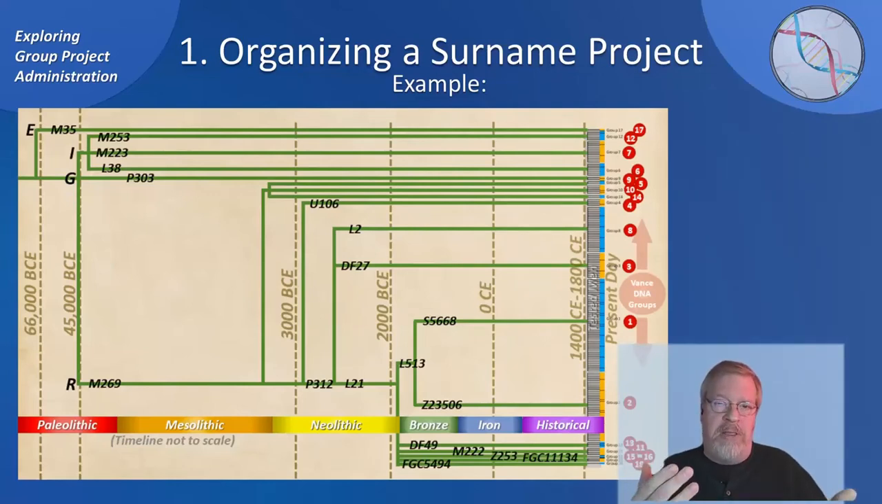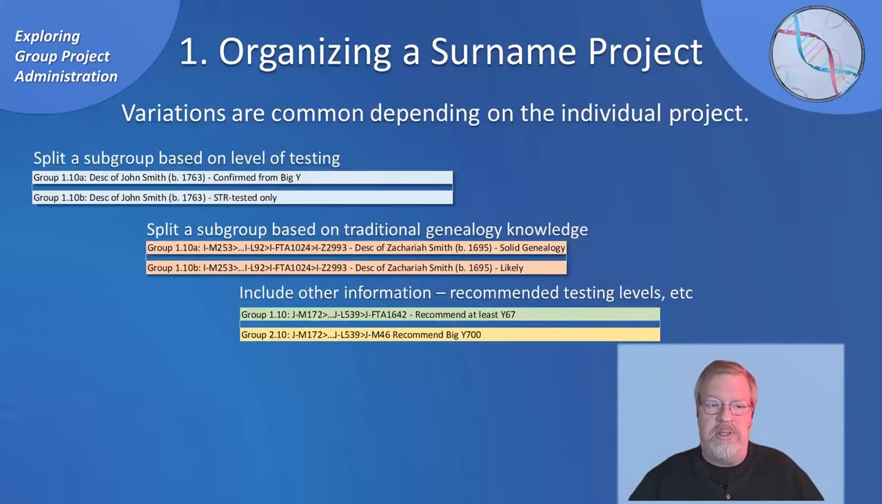But the reason that I have it here is just to show that my subgroups are all essentially smaller groups that connect back in more recent time periods that are branches off of the major set of branches of the haplotree. So again, depending on your surname, on your project's purpose, you're going to do this differently, but a lot of them end up being very similar to this. There's variations that are pretty common.